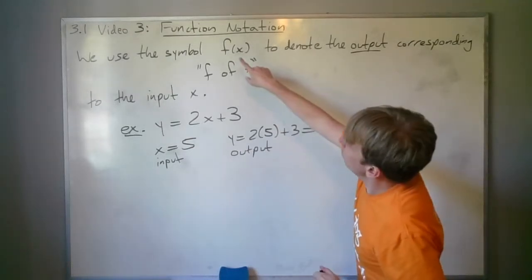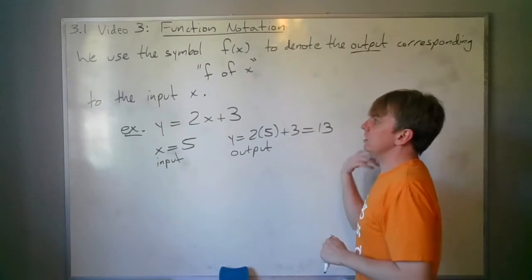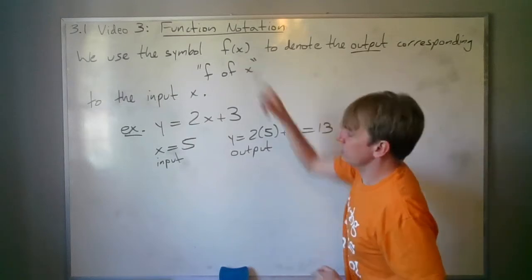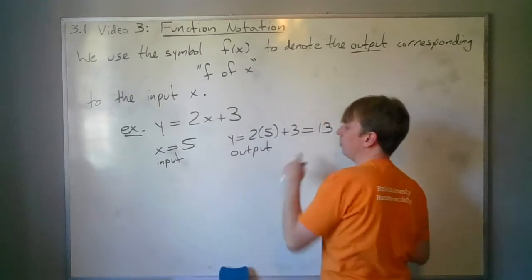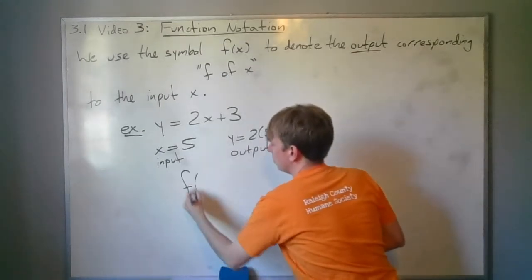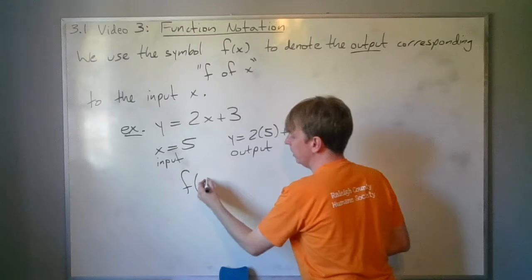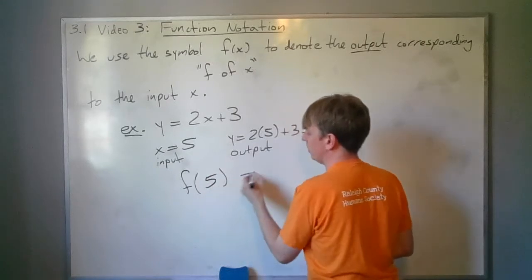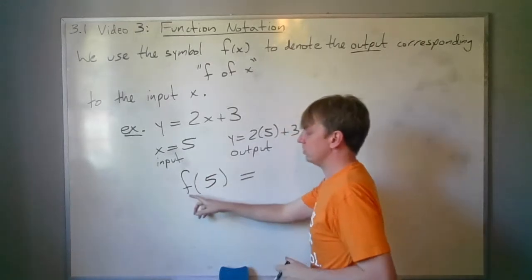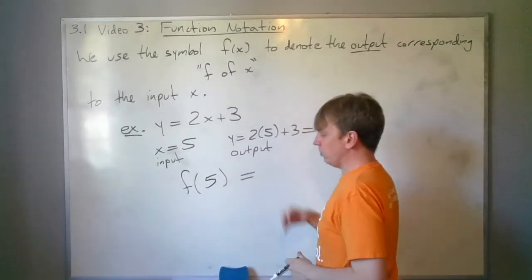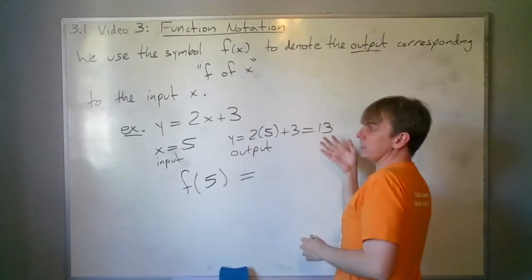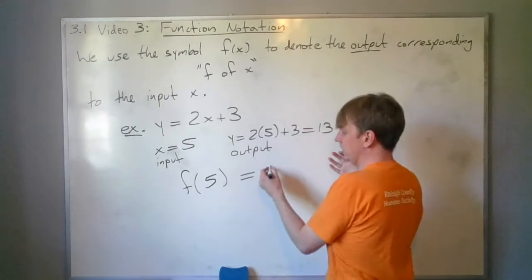So this symbol f parentheses x says what's the output corresponding to a particular input. So one way that I could denote this input and output is instead of an x, our input is 5. And then the symbol now says what is f doing to 5? What is f of 5? And what is f doing to 5? Well, we just calculated the output. The output is 13.